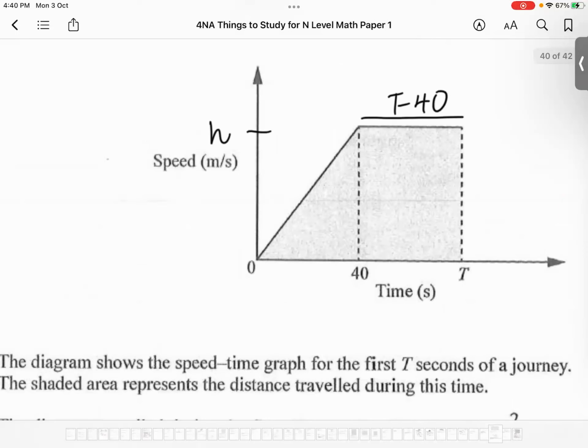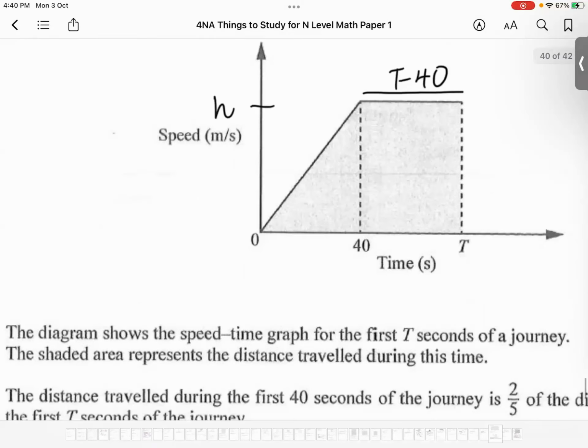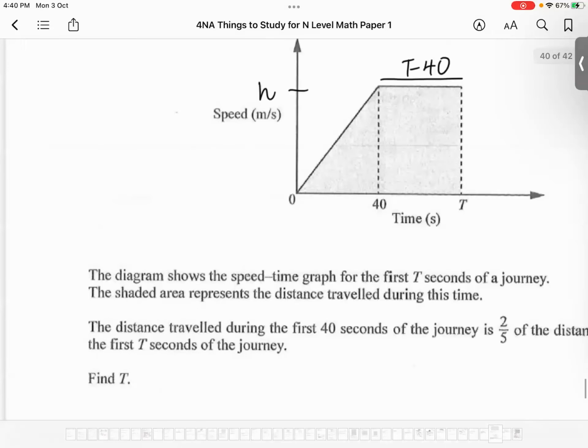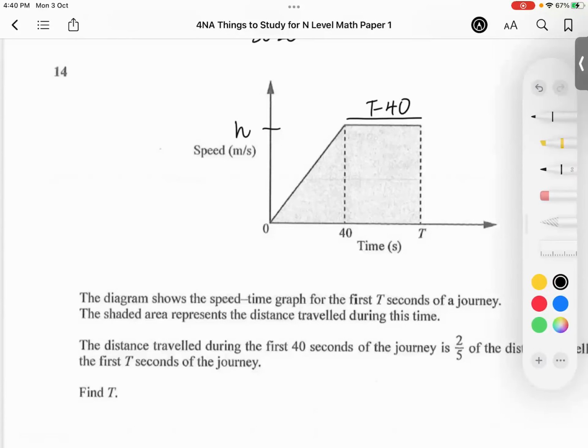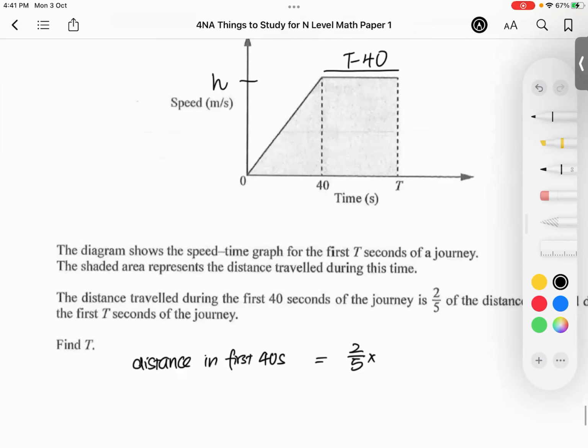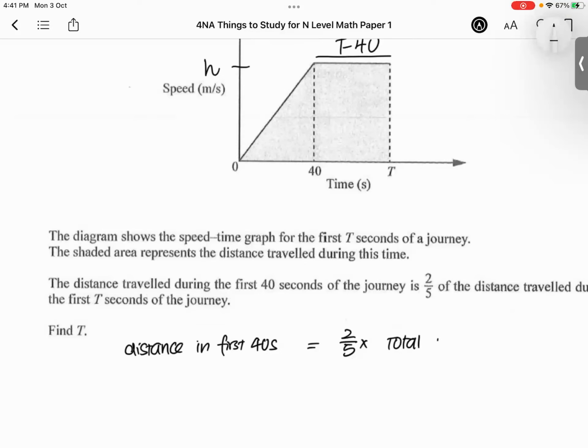It's okay, leave it in terms of the h, right? Then this portion over here is a trapezium. So this one here, the distance traveled during the first 40 seconds. Okay, give me a minute, let me write this. Okay, so the distance in first 40 equals to 2/5 of the journey for the total distance. So area of triangle equals to 2/5 times area of trapezium.